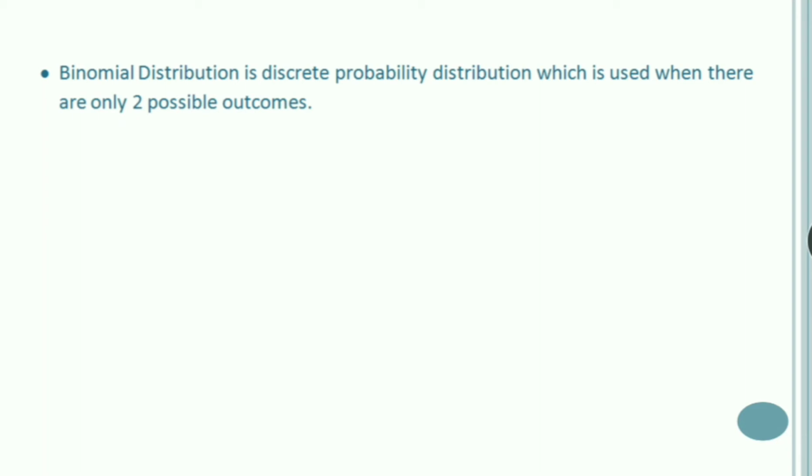In such cases, we take one of the outcomes as success and the other outcome as not success or failure. For example, in the case of tossing a coin, we can take coming up of head as success and coming up of tail as failure, right? So in such cases, binomial distribution is very useful.